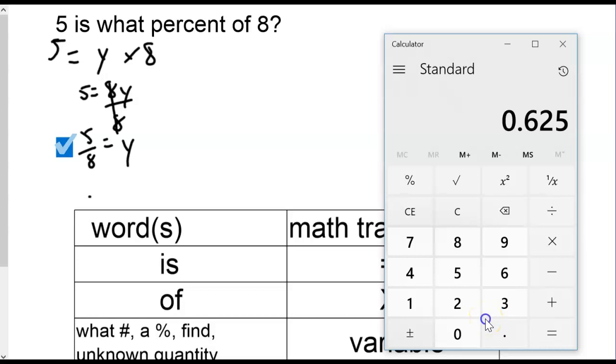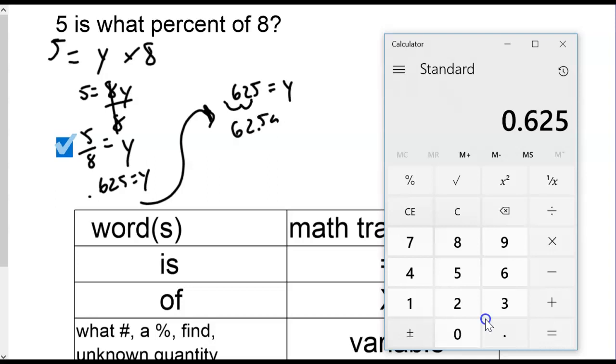0.625 equals y. And then now we're going to go up here to finish this problem. And remember that 0.625, we need that as a percent, so we'll move the decimal over 2 places and get 62.5% equals y. And then we'll go back and check it. Does that make sense? So the problem stated 5 is what percent of 8? Well, let's see.